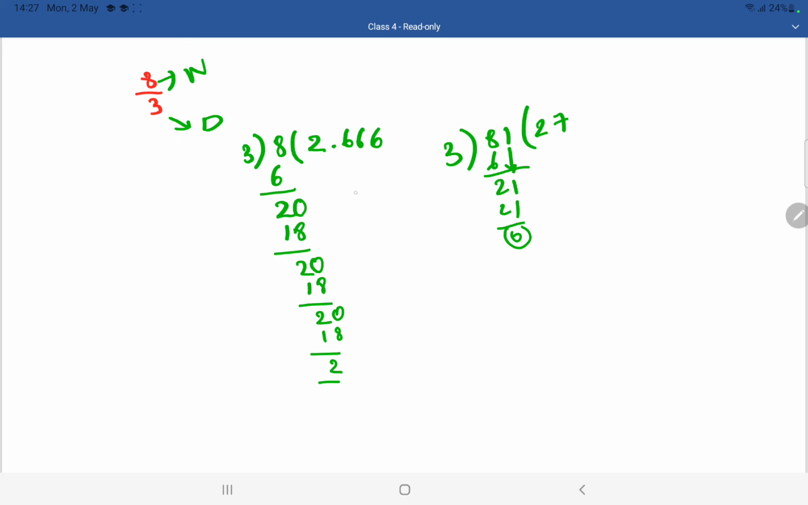So I already told you, instead of writing 2.6666 so on till infinity like this, you can just write 2.6 bar. So you can write 8 by 3, which is a fraction, is equal to 2.6 bar. This is how we will convert a fraction into a decimal form.